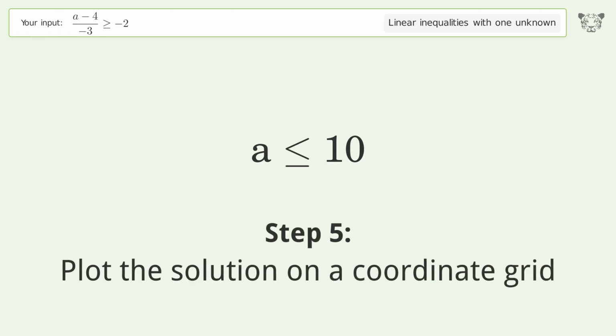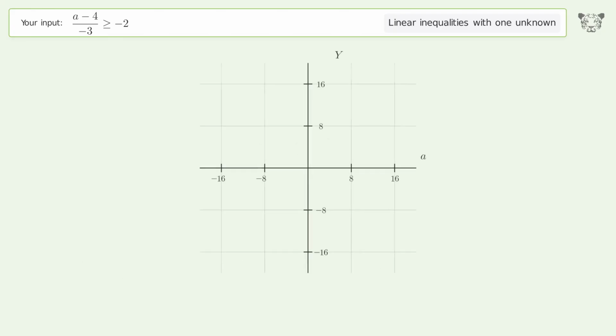Plot the solution on a coordinate grid. And so the final result is a equal or smaller than 10.